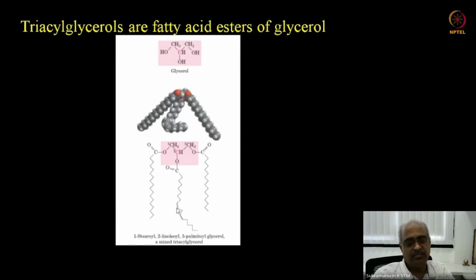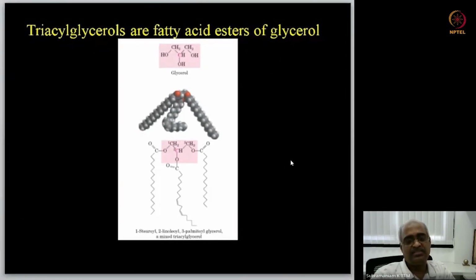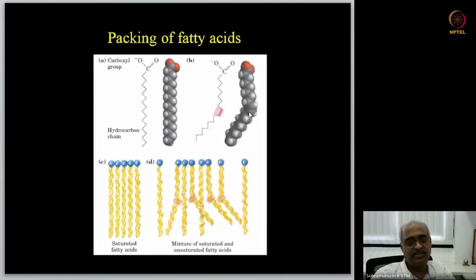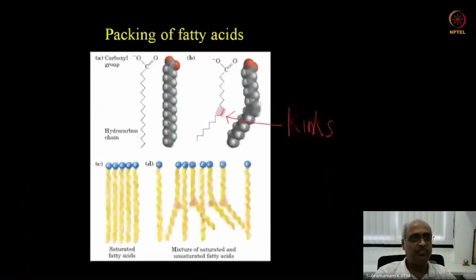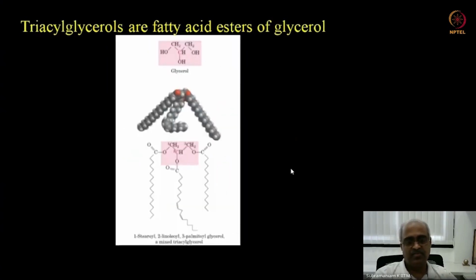So one of them in this particular cartoon has 2 double bonds. So we call this structure kinks, K-I-N-K-S, okay, kinks. This becomes very important when we go to the lipid bilayer. Okay, so I'll talk about the lipid bilayer in a minute, but let us complete this triacylglycerol part. So this is the form in which the free fatty acids are usually present.